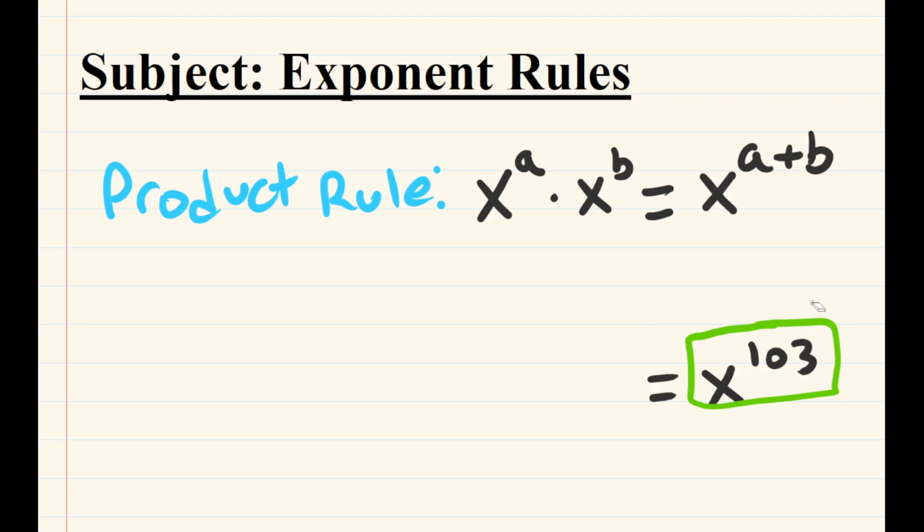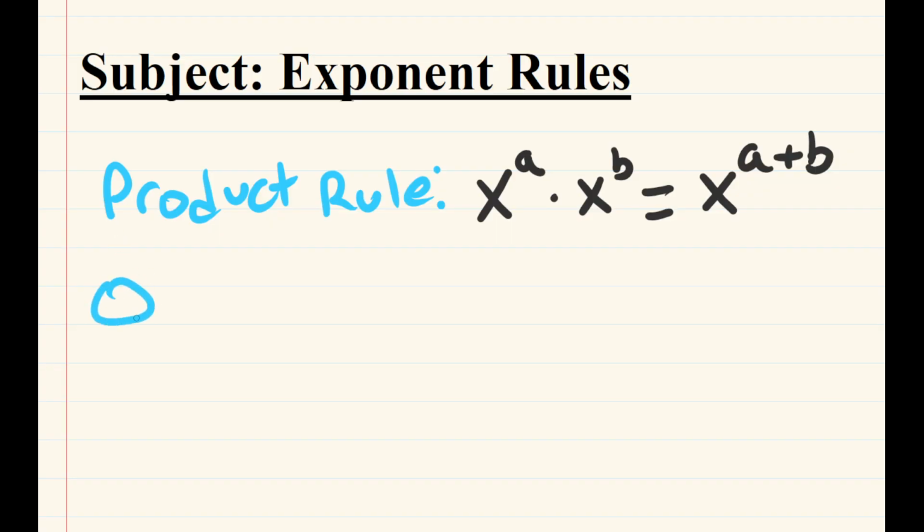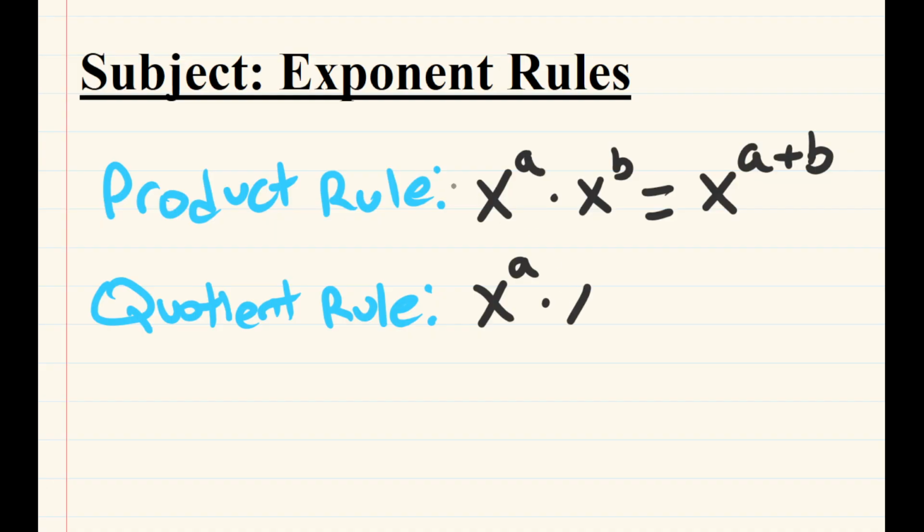So let's move on to the next one. The next rule is very similar. It's called the quotient rule. Let me write it out. Again, it's very similar, but instead of multiplying two numbers, we're going to be dividing two numbers. So x to the a divided by x to the b is the same as x to the a minus b.